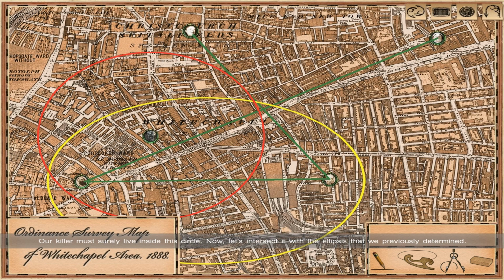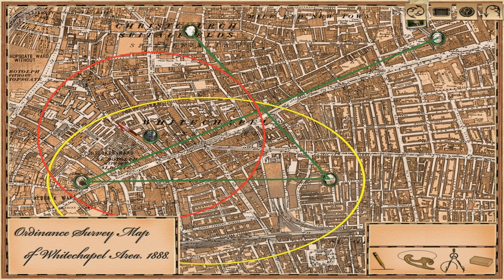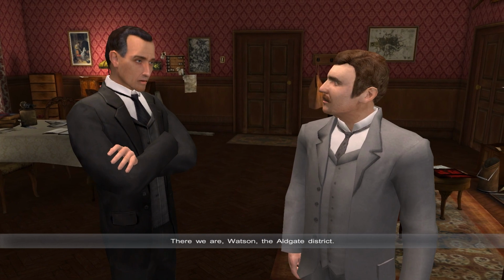Our killer must surely live inside this circle. Now, let's intersect it with the ellipse that we previously determined. There we are, Watson, the Aldgate district.